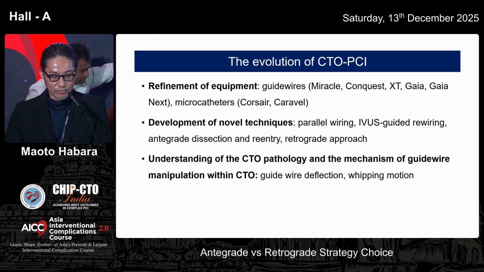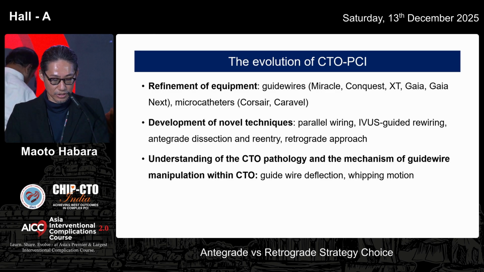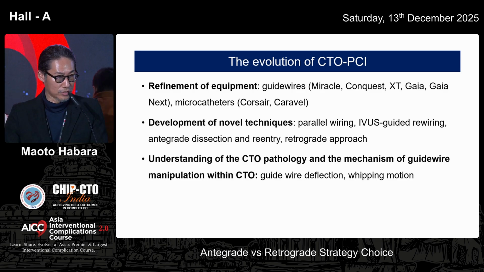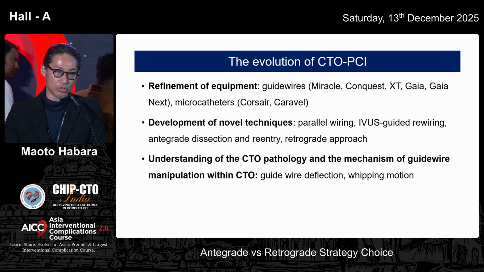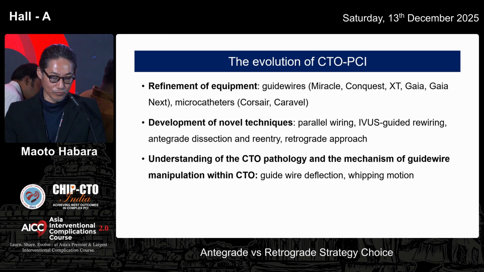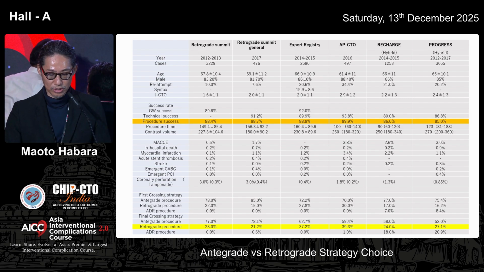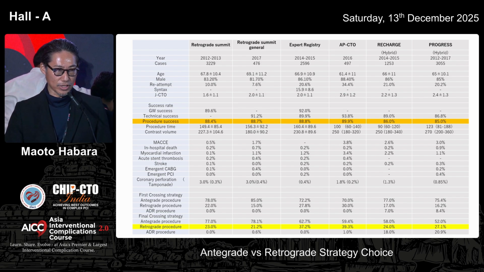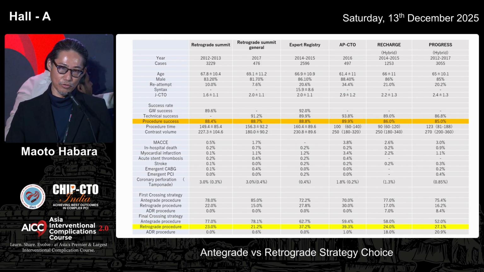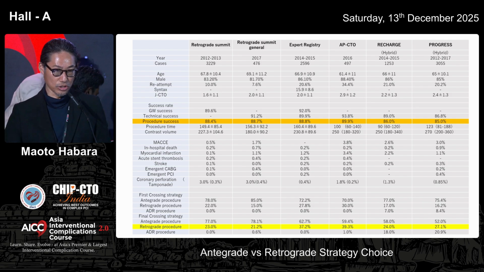That depends on the refinement of equipment and the development of techniques, and I think the retrograde procedure is one big issue, a game changer of CTO PCI. Recently, registry data from all over the world show a procedure success rate of about 85 to 90%, and within them, about 20 to 40% of cases are retrograde procedures.